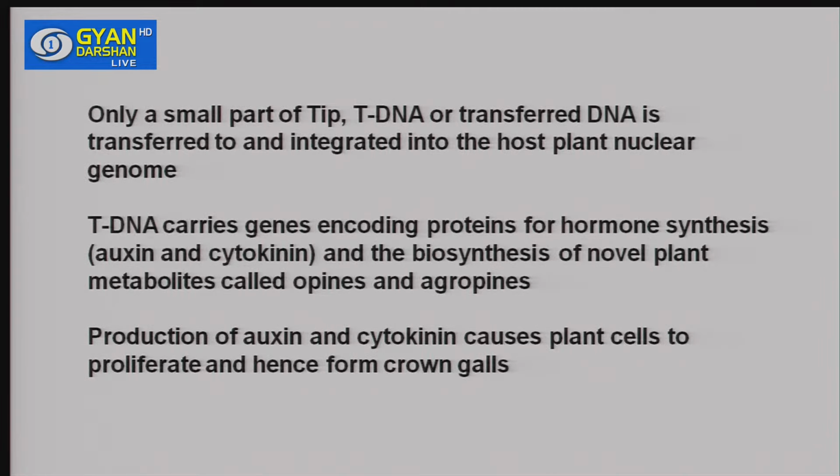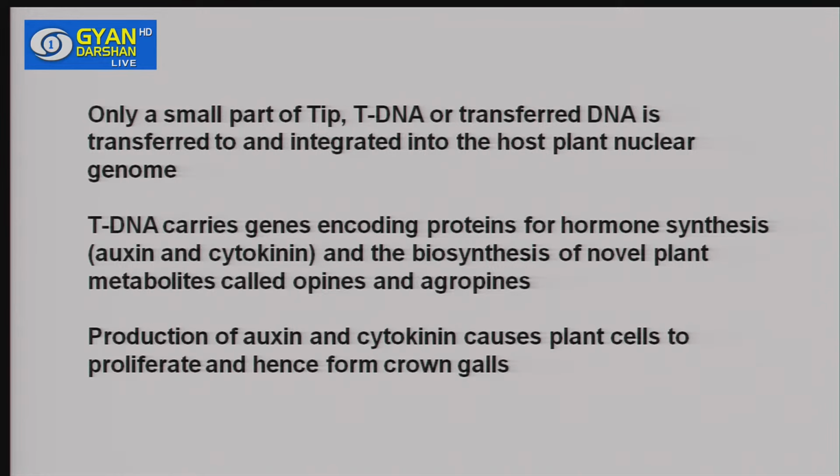So number one, only a small part of the tumor inducing plasmid is being transferred. That is, only the tDNA region will be transferred. Now this tDNA region contains genes for hormone synthesis, that is auxin and cytokinin, and the biosynthesis of novel plant metabolites called opines. Opines can be of different kinds, like agropine, nopaline, octopine, and so on. But each TI plasmid will have only one opine synthetic gene or opine catabolizing gene, so accordingly you can name the TI plasmid as octopine plasmid, nopaline plasmid, and so on.